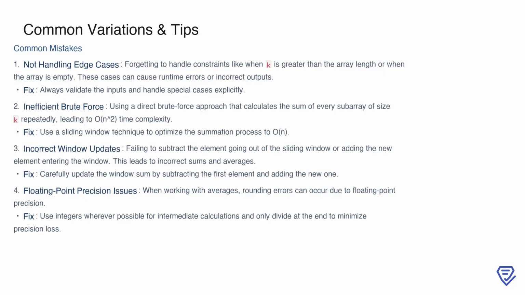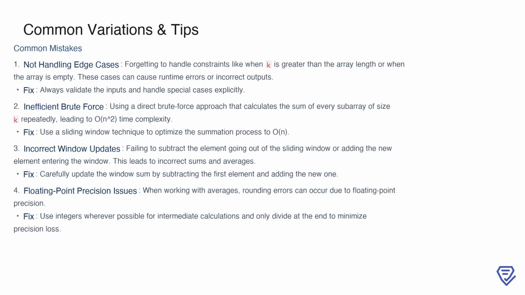Additionally, errors can occur if the sliding window is not updated correctly. For instance, forgetting to subtract the element leaving the window or incorrectly adding the new element entering it can lead to inaccurate calculations. Lastly, floating point precision issues can arise when working with averages. To mitigate this, you can perform intermediate calculations using integers and only divide at the end, minimizing the risk of precision loss.